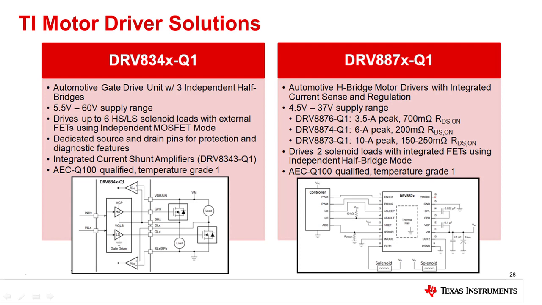The DRV8876, 8874, and 8873-Q1 have varying specifications for peak current and total RDS(on) to support a wide range of inductive load currents. All solutions on this page are AEC-Q100 qualified and are temperature grade 1, from -40 to 125 degrees Celsius max ambient.